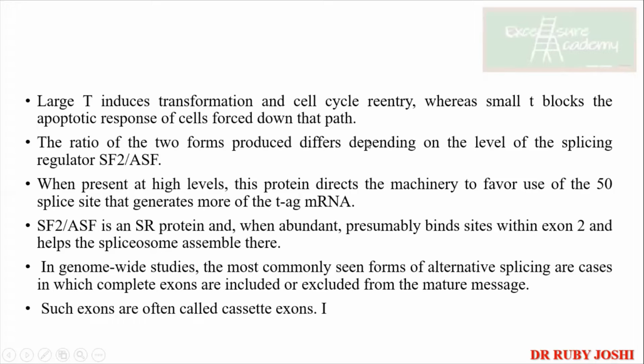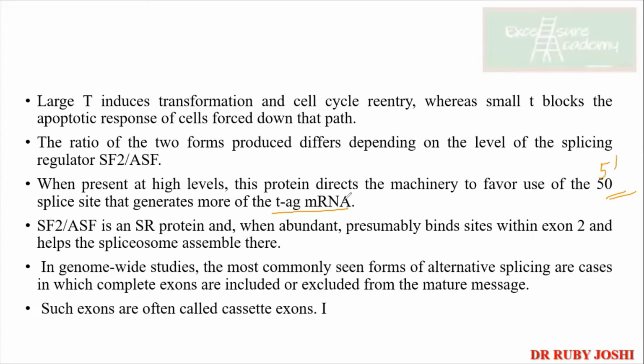The ratio of the two which is formed differs depending on the level of the splicing regulator SF2 ASF. So which is your splicing regulator in the case of Simian virus 40? It is SF2 ASF. There is no need to memorize this, it is just for you guys to understand. Now, when these are present at a high level, the protein directs the machinery to favor the use of the 5 dash splice site. It is 5 dash, guys, not 50. That generates more of the T antigen mRNA.